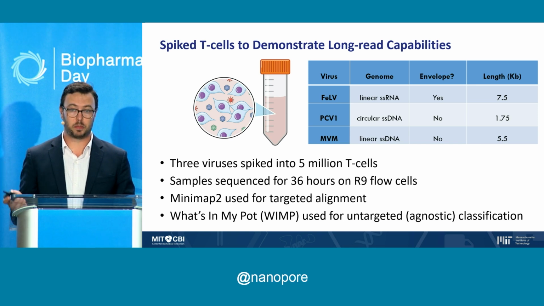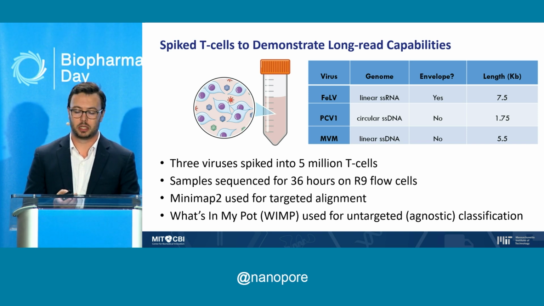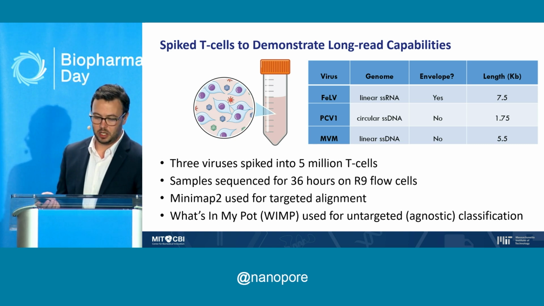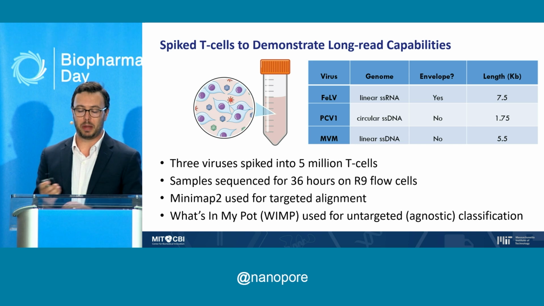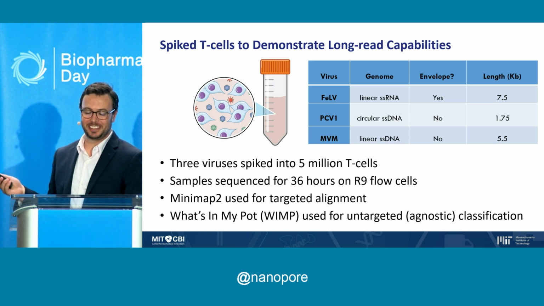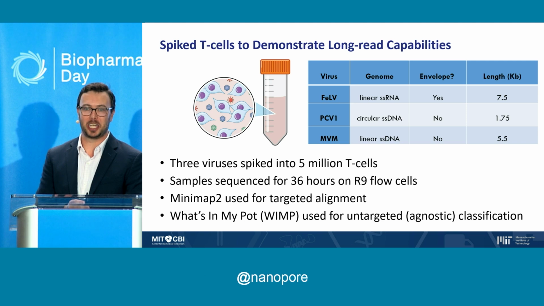These viruses were spiked together into 5 million T cells. The samples were sequenced for 36 hours on R9 flow cells, and we used Minimap2 for targeted alignment. And just to demonstrate the capability of Epi2me, we used just the What's In My Pot workflow, what I like to think of as the bioinformatics for dummies, analysis for untargeted classification.